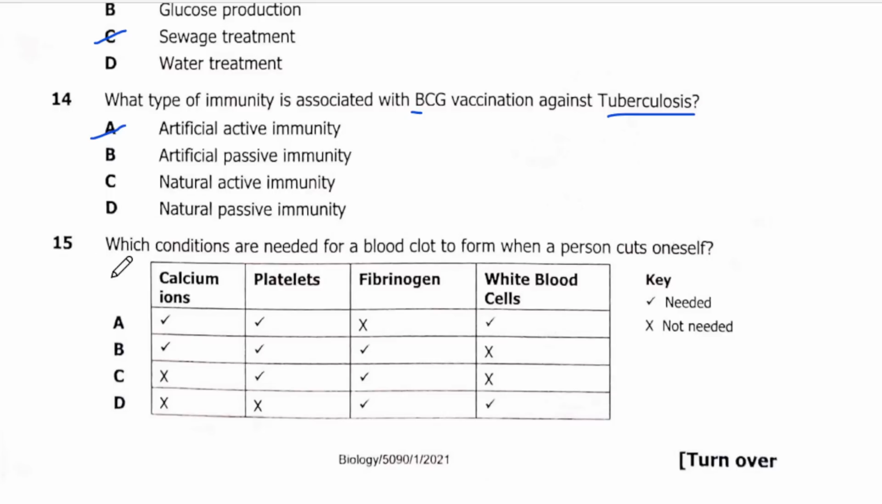15. Which conditions are needed for a blood clot to form when a person cuts oneself? So calcium, yes, we need calcium. Platelets, yes, these are needed. Fibrinogen, yes, it's needed, one of the plasma proteins needed in blood clotting. White blood cells, no, you don't need white blood cells because these are used in defending against infections. So here the correct answer is B.